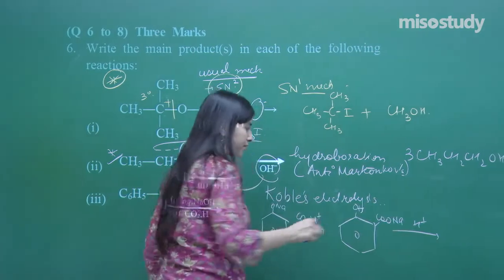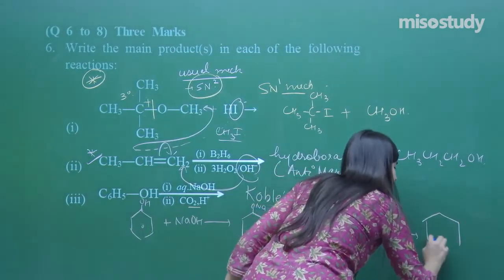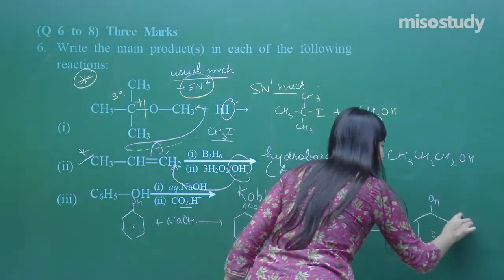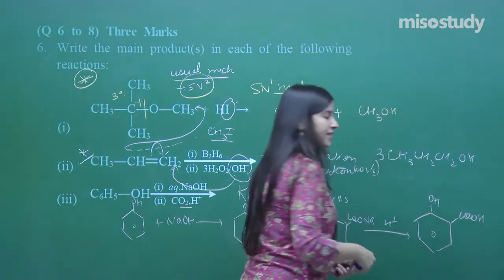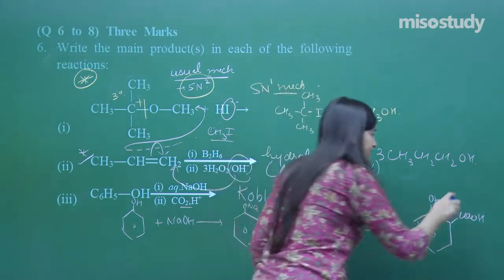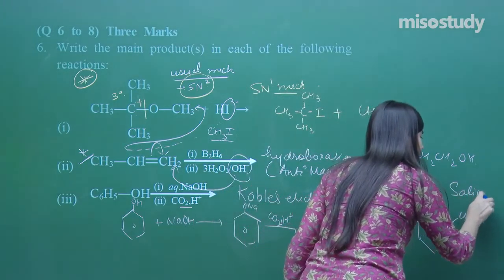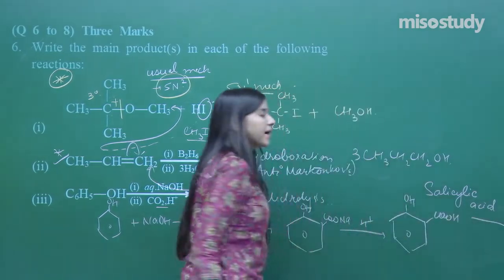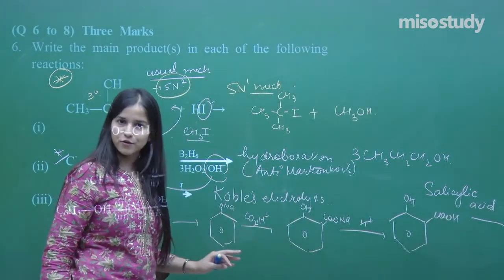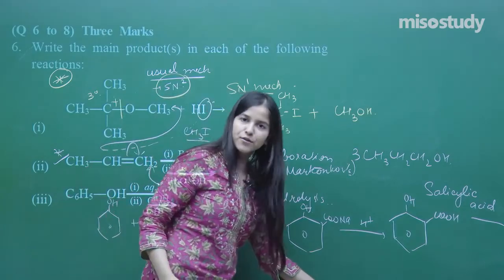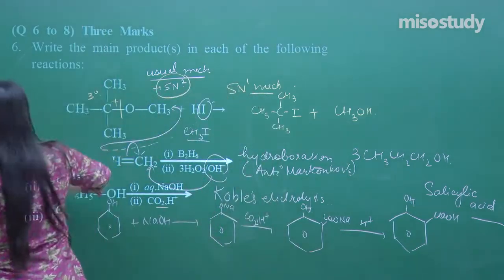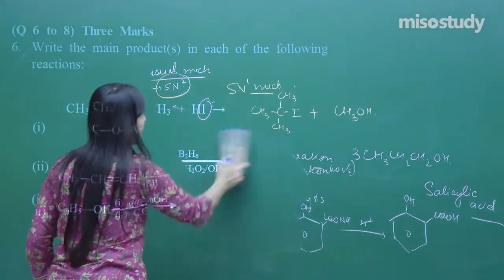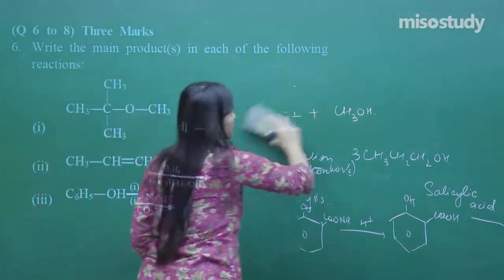In the next step, I get OH and COOH. What is this? Salicylic acid, right? My main product. Clear about it? Let's try to have the next question now. So I'm just rubbing this. So this was a very important question. We had discussed so many important name reactions here.